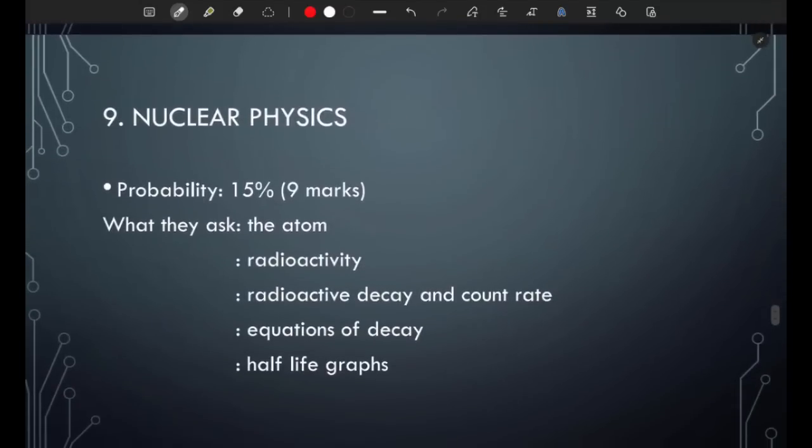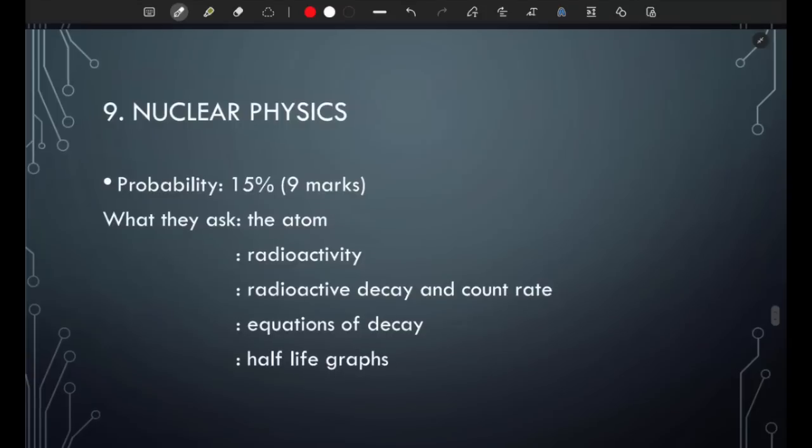Number 9, nuclear physics. So nuclear physics, it's a big part of the paper too, but it's 15% of the paper, which is about 9 marks. So what can they ask you?